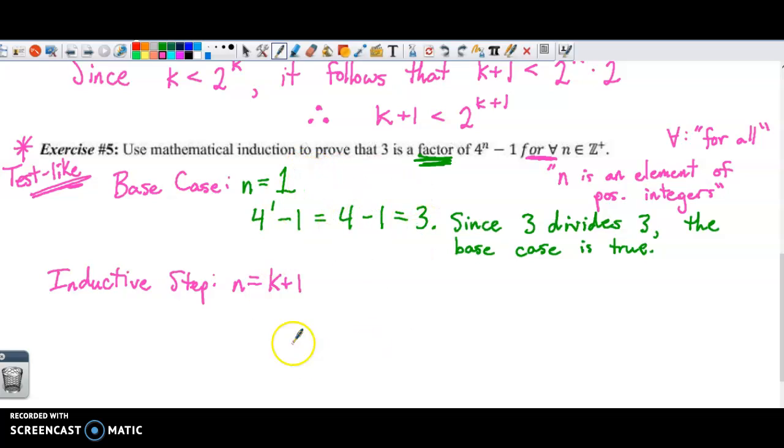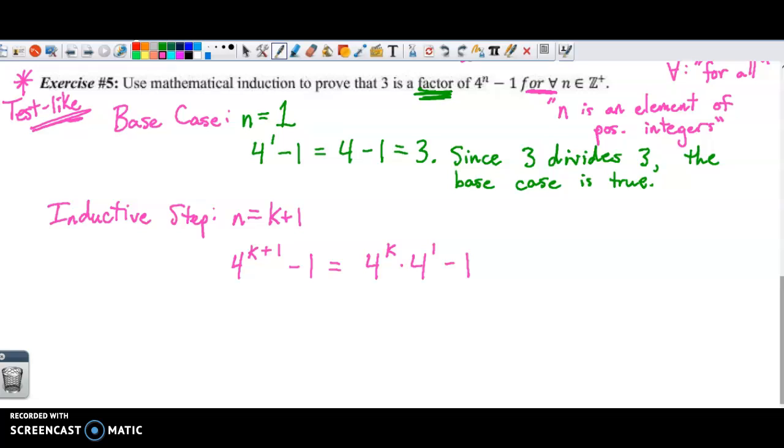We've established that in the base case. So let's look at the next piece, the next term. Well, 4 to the k plus 1 minus 1, well, that's equal to 4 to the k times 4 to the first minus 1. I hope you agree with that, because multiplying with the same base, you're going to add those exponents together.